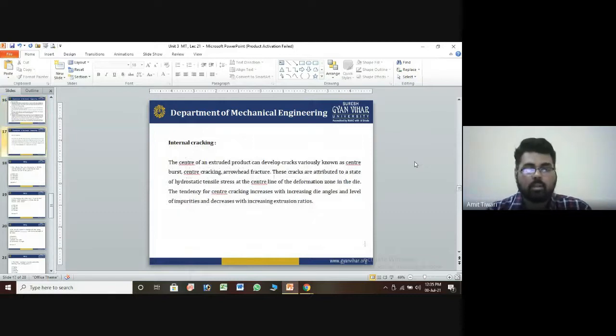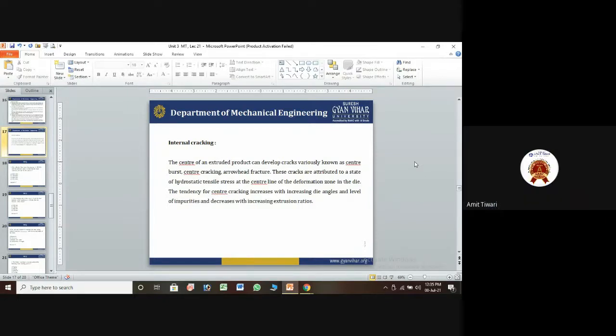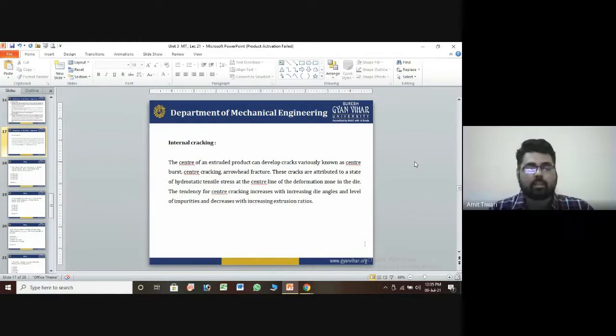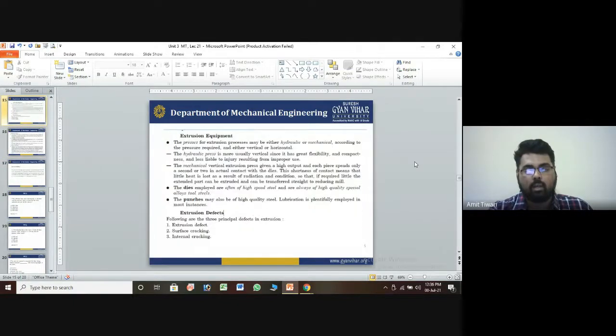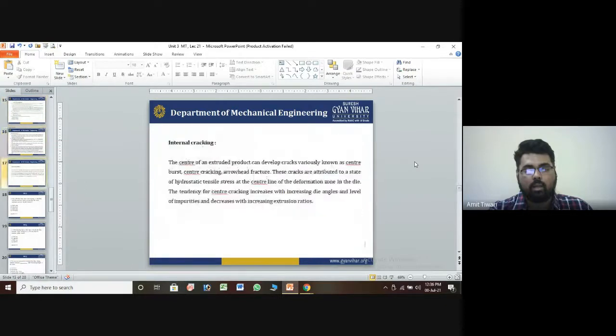Internal cracking: the center of the extrusion product can develop cracks, known by various names such as center burst, center cracking, and arrowhead fracture. These are different names of internal cracking. These cracks are attributed to a state of hydrostatic tensile stress at the center line of the deformation zone in the die. Center cracking is promoted by increasing the die angle or level of impurity, but decreases with an increase in the extrusion rate. So these are the categories into which we divide extrusion defects. First we discussed surface cracking, and now the internal cracking.